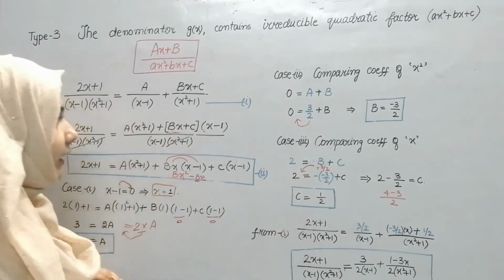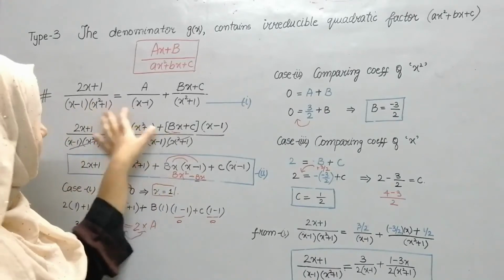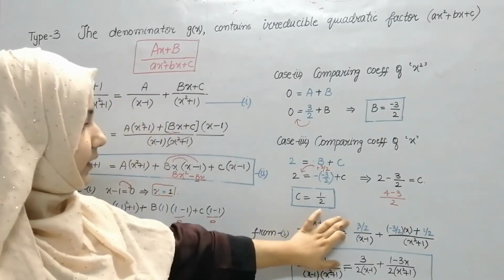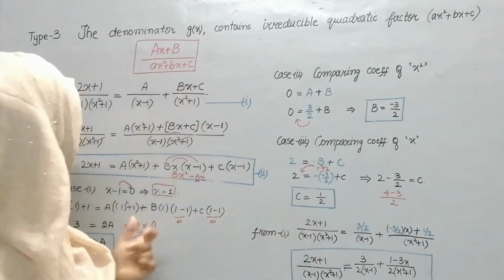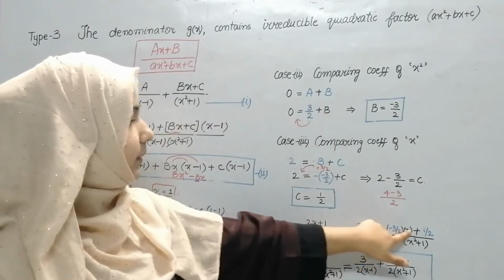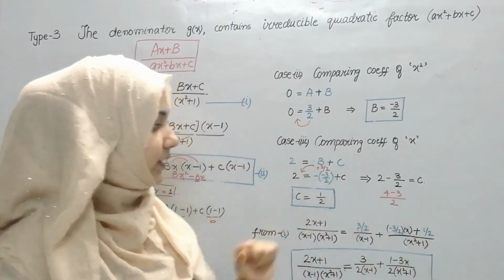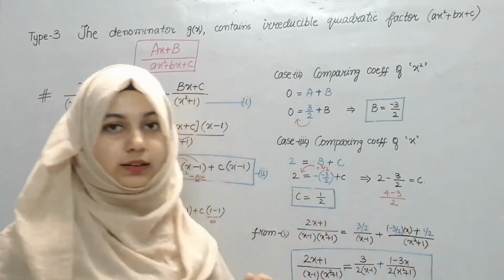Now all the three values we got, A, B and C. Now let's substitute this in equation 1. A by x minus 1. What is A? 3 by 2. 3 by 2 into x minus 1. Plus what is B? B I got as minus 3 by 2. The minus 3 by 2 into x. Plus c, what is c? I got 1 by 2, so 1 by 2 by x square plus 1, this x square plus 1 as it is.